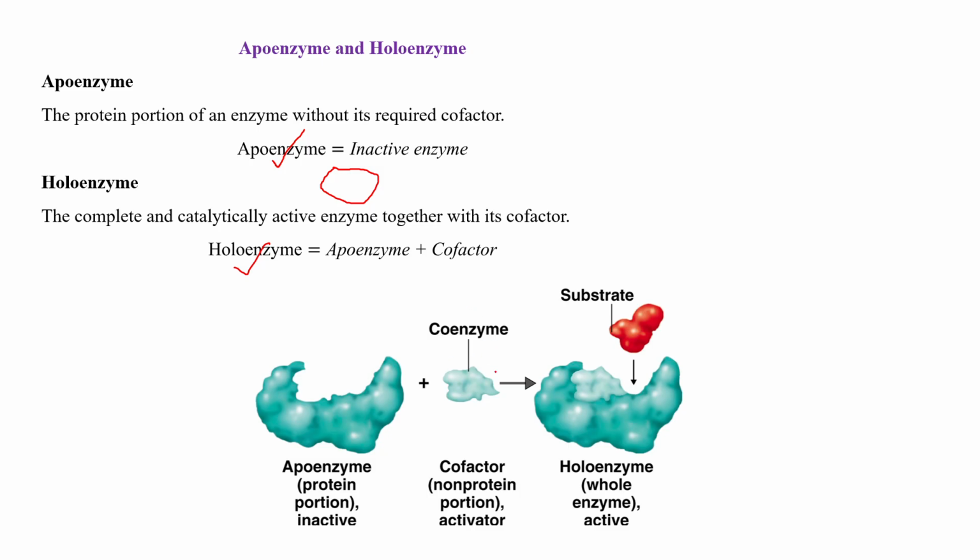But the moment you have your coenzyme or your cofactor bound to it, see where the cofactor is binding. The cofactor is binding to a portion of the active site. Now it becomes functional, so it's capable of converting substrates to products. So the apoenzyme, the protein portion, is inactive. The cofactor is the non-protein portion, the activator. When it binds to it, you get a holoenzyme, a whole enzyme, very active, and it can convert your substrate to product.